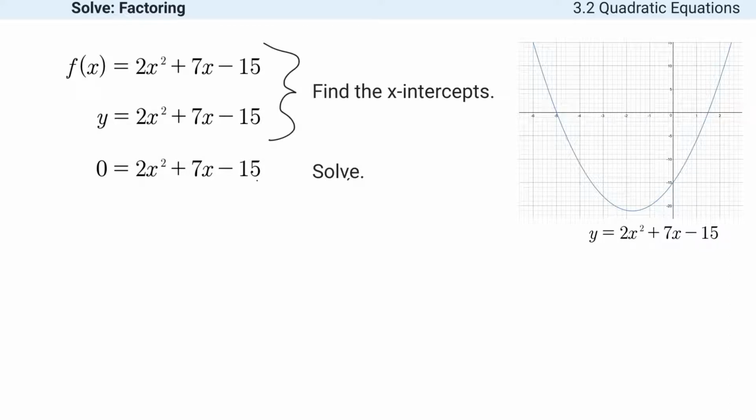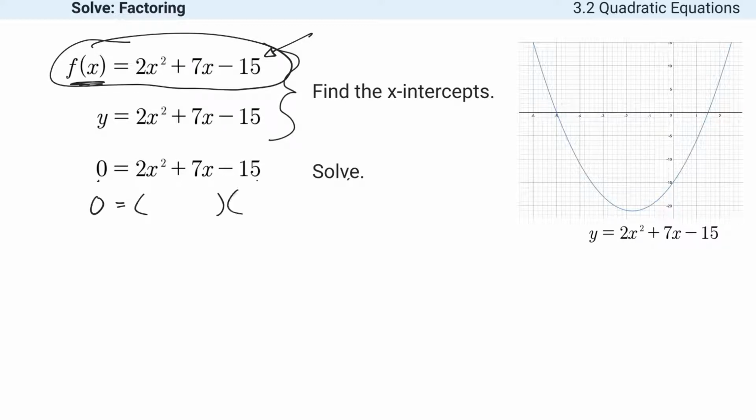If you're thinking about a function, so if this is the function there, notice it's the same thing. What I'd be asking here is, what are the x-intercepts of that function? And to do that, I replace f of x with a 0 and then solve. And to solve this, I use the zero property. So I'm going to want to figure out how to factor that particular function or that equation.